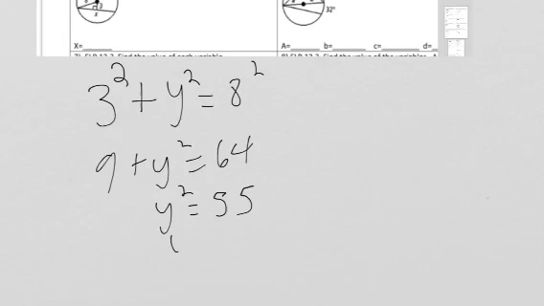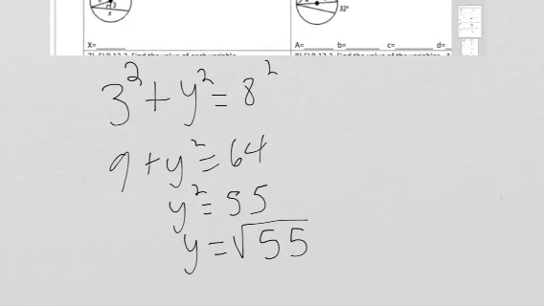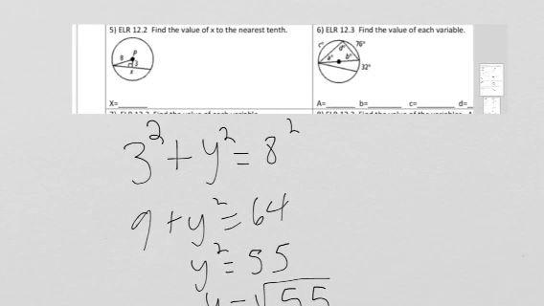So then take a square root of that. Y equals square root 55. And then it asks you to find that to the nearest tenth. So first of all, what you should do though, before you do any rounding, our answer is root 55. That's what this is equal to.